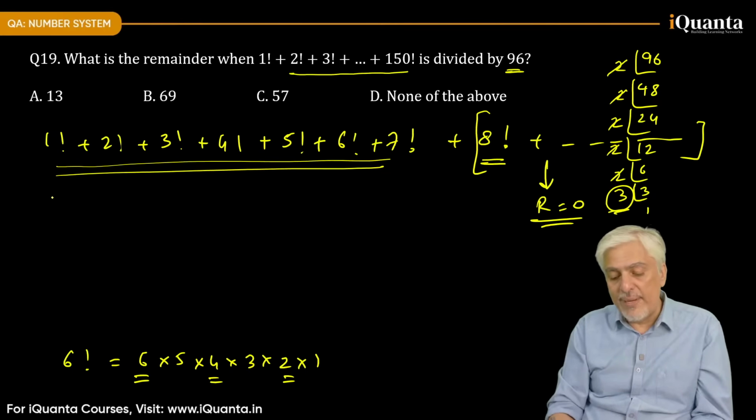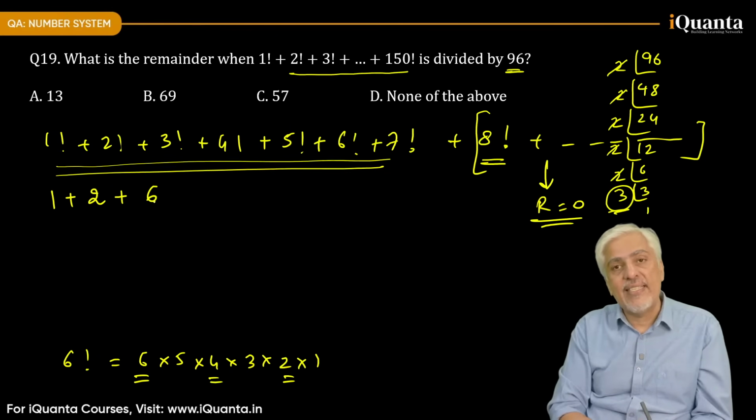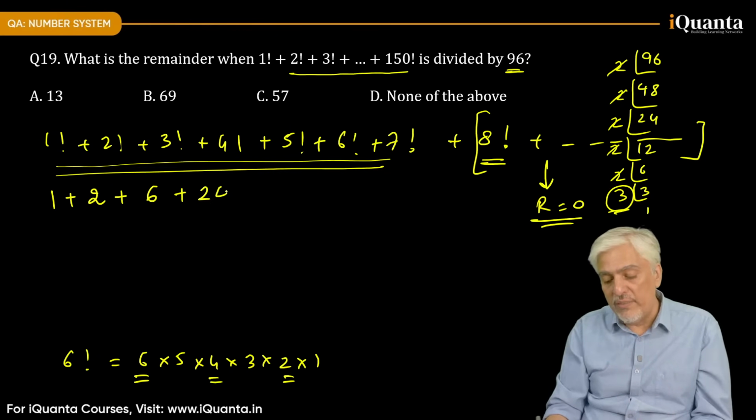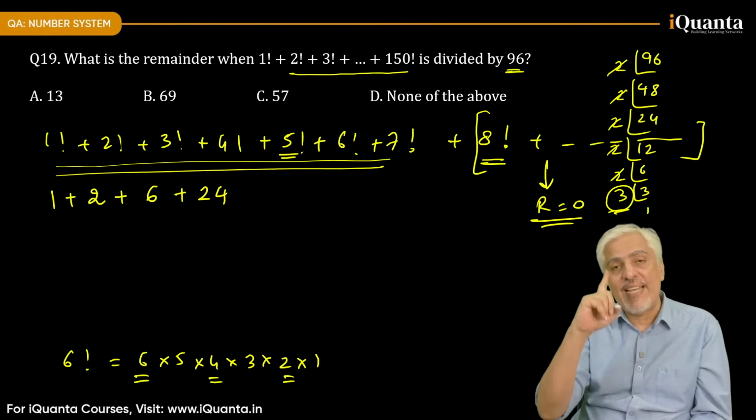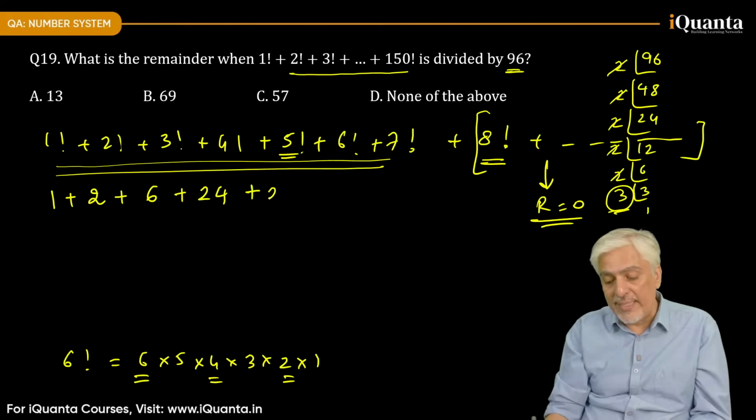1 factorial divided by 96, remainder 1. 2 factorial divided by 96, 2. 3 factorial, 6 divided by 96, 6. 24 divided by 96, 24. 120 divided by 96, goes one time. Remainder 24.